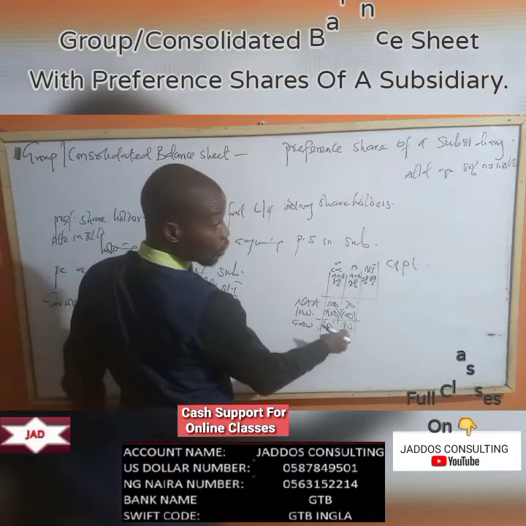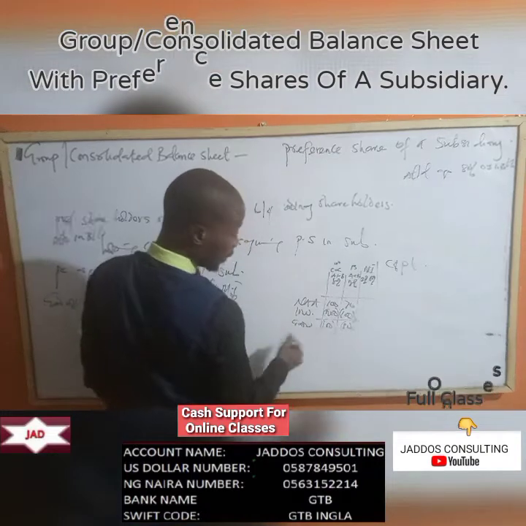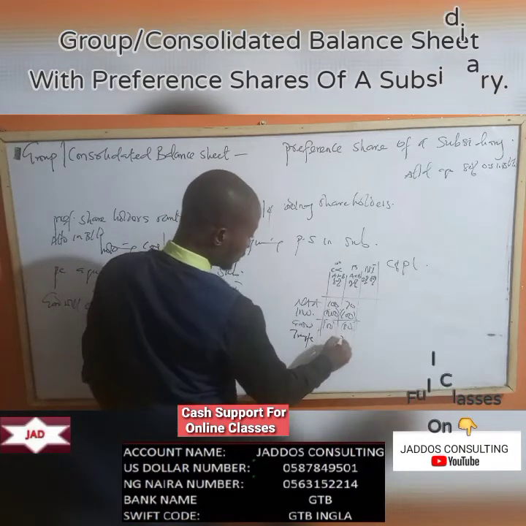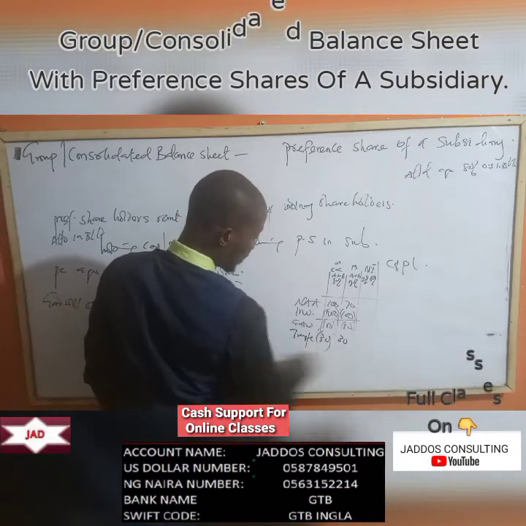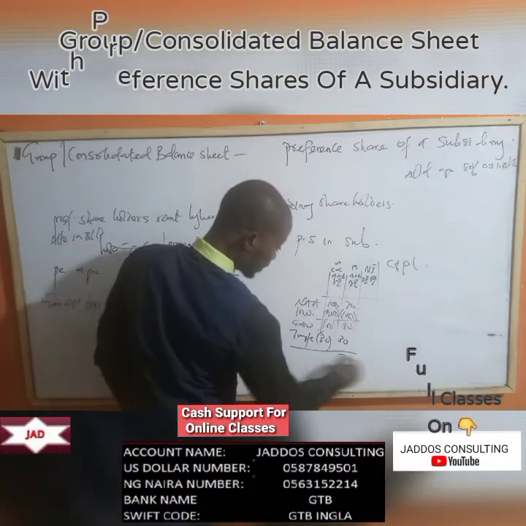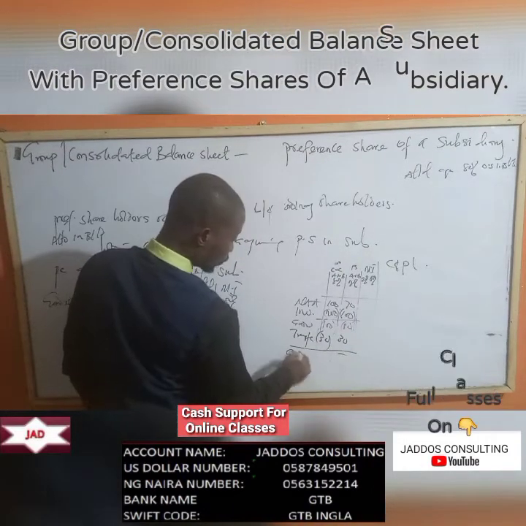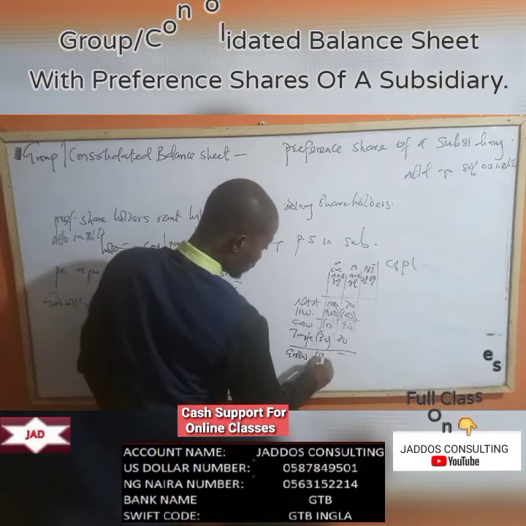So at the end, we expect that you dissolve this 30 here. Okay? So there will be a transfer. The 30 will move up here, the 30 will come here, right? So that means you're going to have new here, then goodwill on consolidation will be 130.